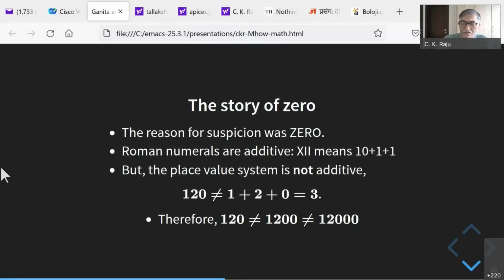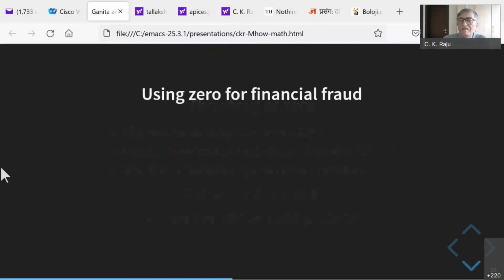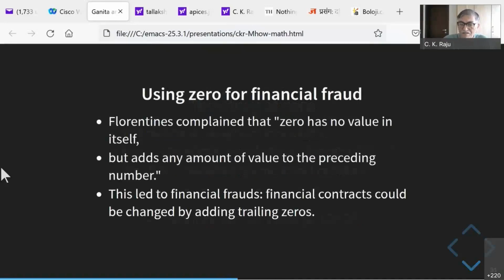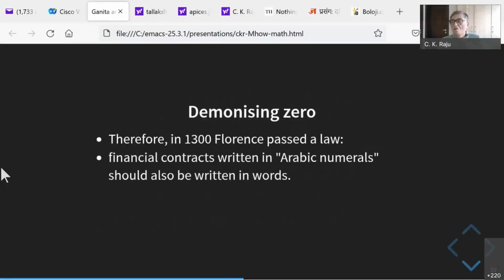And so the idea was that if you put a zero at the end, you can increase the value of any financial contract by an arbitrary amount. And therefore, Florence passed a law that if you use these newfangled Arabic numerals to write any contract, you must write it also in words. Not enough to write numerals because these numerals are suspicious. That is where the story of zero starts from Florence, because they did not understand, they could not adjust.